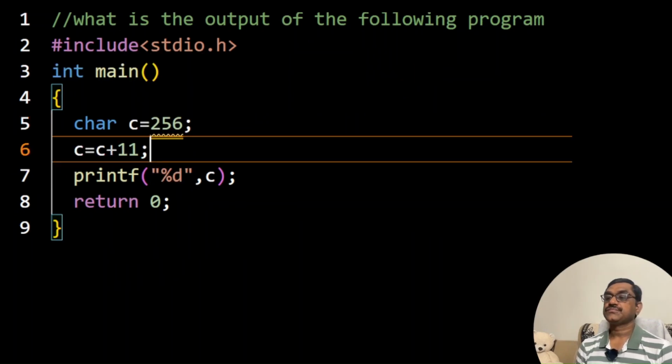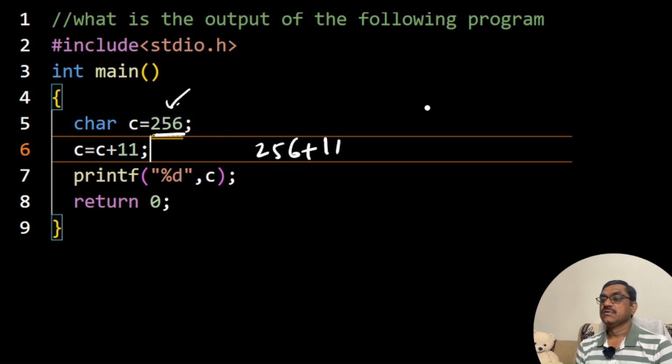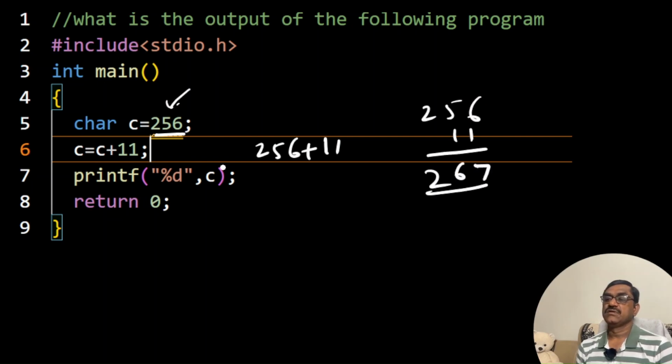After this, we will see another program. What is the output of this program? Character C, we are using 256. Though we give the number 256, it is internally stored in the form of a character. And C equals C plus 11 means 256 plus 11. 256 plus 11, how much? 267. Now, I think you are going to guess the answer would be 267. But the answer is not 267. Why? We are going to get a different value.